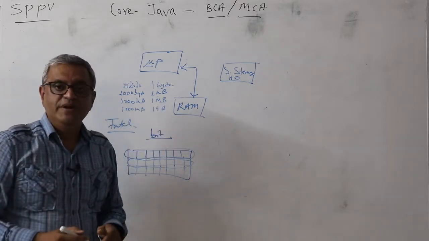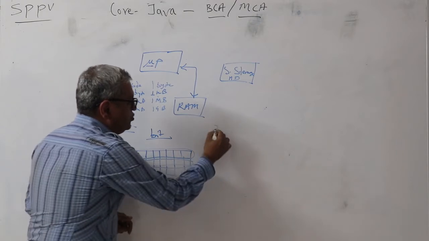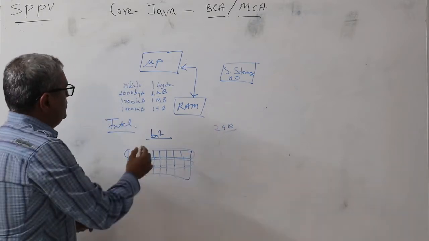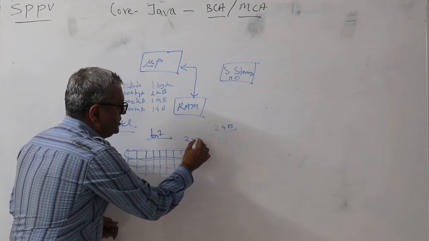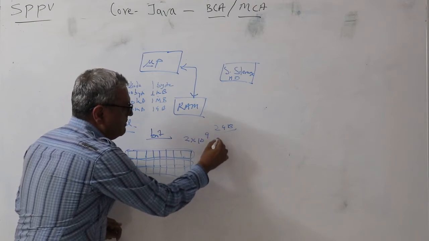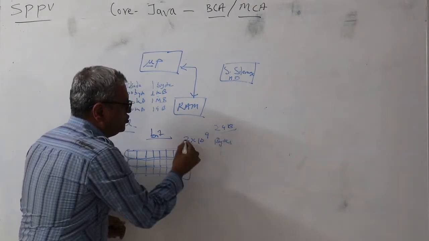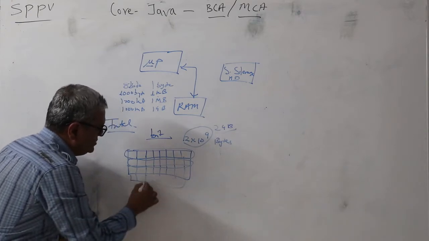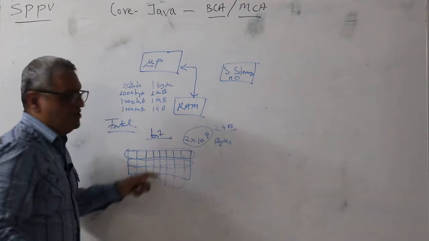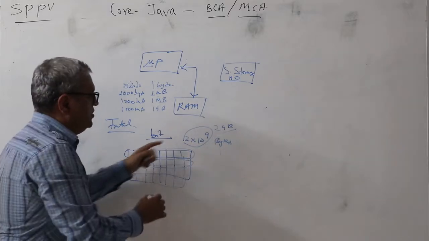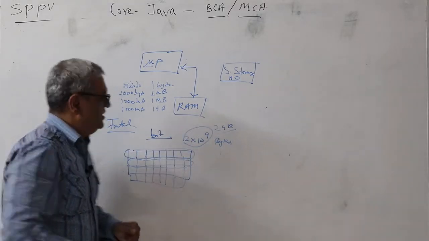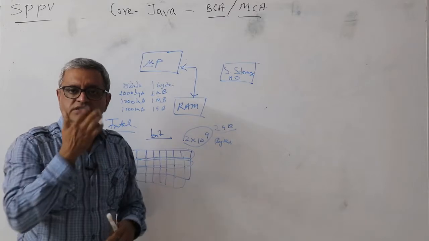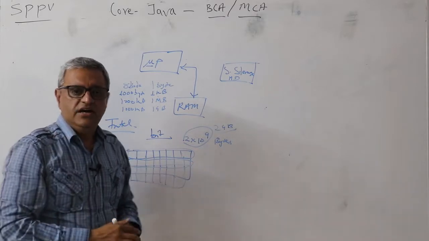So if you have a memory of say 2 gigabytes, then you will have 2 into 10 raised to 9 bytes. So you will have so many locations in an array sequentially for your 2 GB of memory. So this is basically how RAM or memory is organized at a high level.